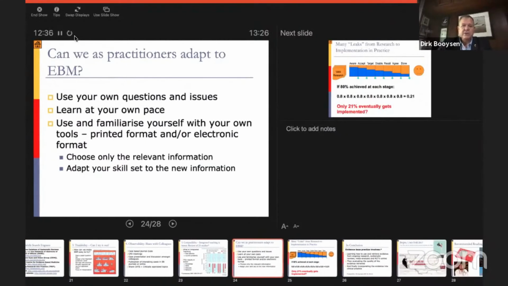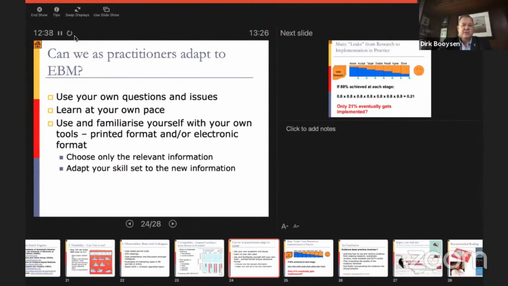And finally, can we as practitioners adapt to evidence-based medicine? So yes, we can, but use your own questions and issues, learn at your own pace, use and familiarize yourself with your own tools, printed format, find out which electronic format you want to use, choose only the relevant information and adapt your skill set to this new information.